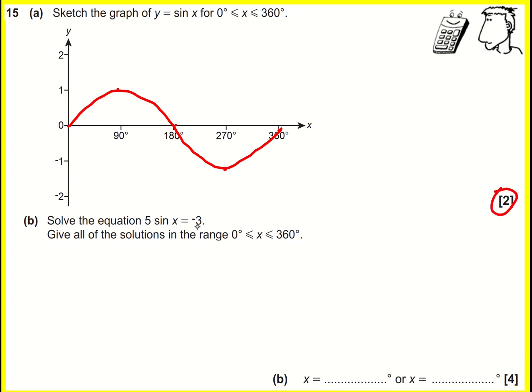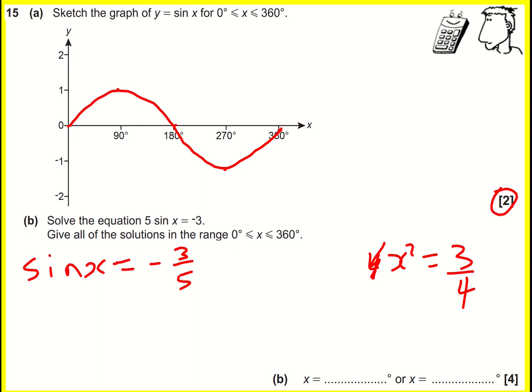Solve the equation 5 sine x equals -3. How do we deal with this? Well, it's not sine times x, it's sine of x. So it's a bit like if you have 4x squared equals 3, you could square root everything here, but it's a really good idea to divide by 4 first. Here, actually, you must do that. Whenever you have a sine equation, rearrange it to sine x equals -3/5. You're going to be in a bad way if you don't do that. That actually gets 1 mark, even if we didn't know what to do from there.